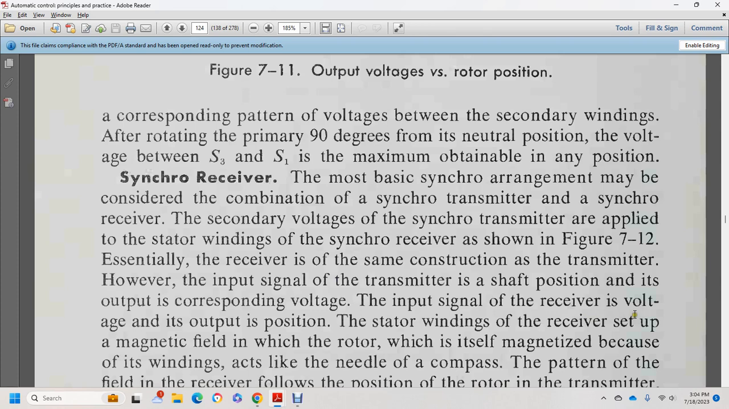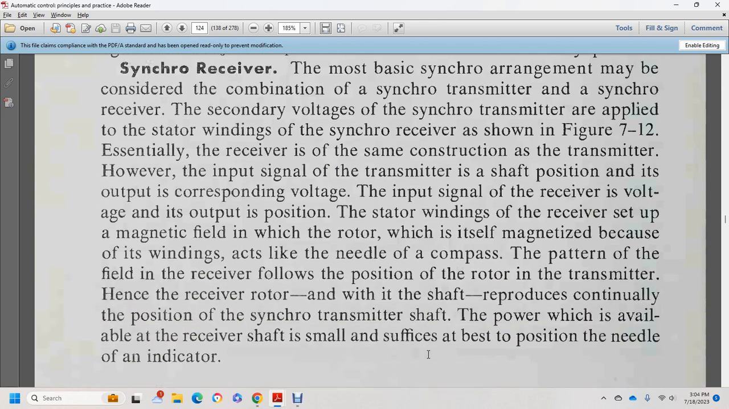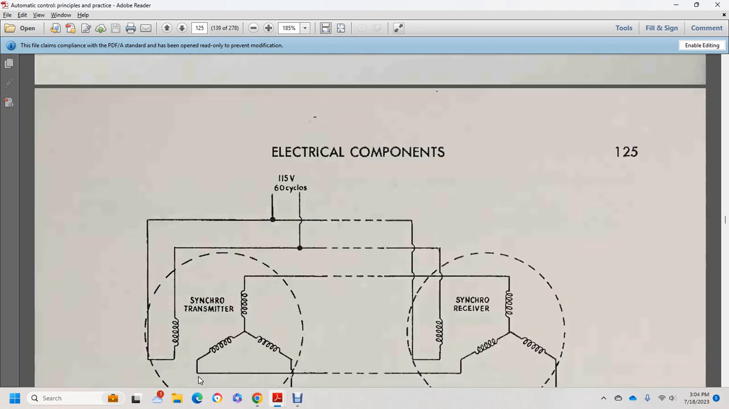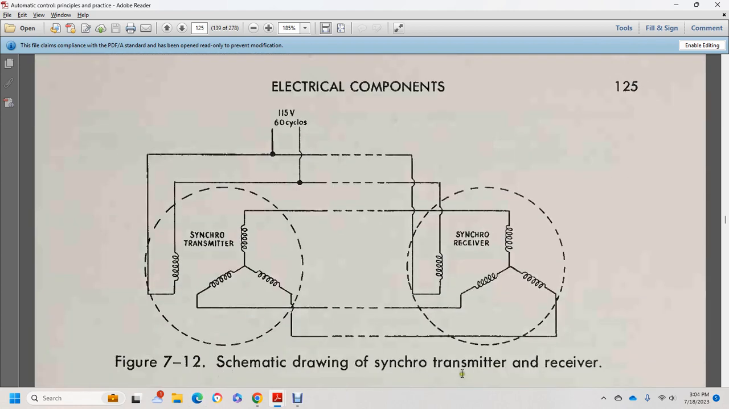The stator windings of the receiver are set up with a magnetic field, in which the rotor, itself magnetized by its windings, acts like a little compass needle following the field. The position of the receiver rotor follows that of the transmitter rotor, so the receiver shaft continually reproduces the position of the synchro transmitter shaft, with power available at the receiver shaft to drive a small device, such as the needle of an indicator.